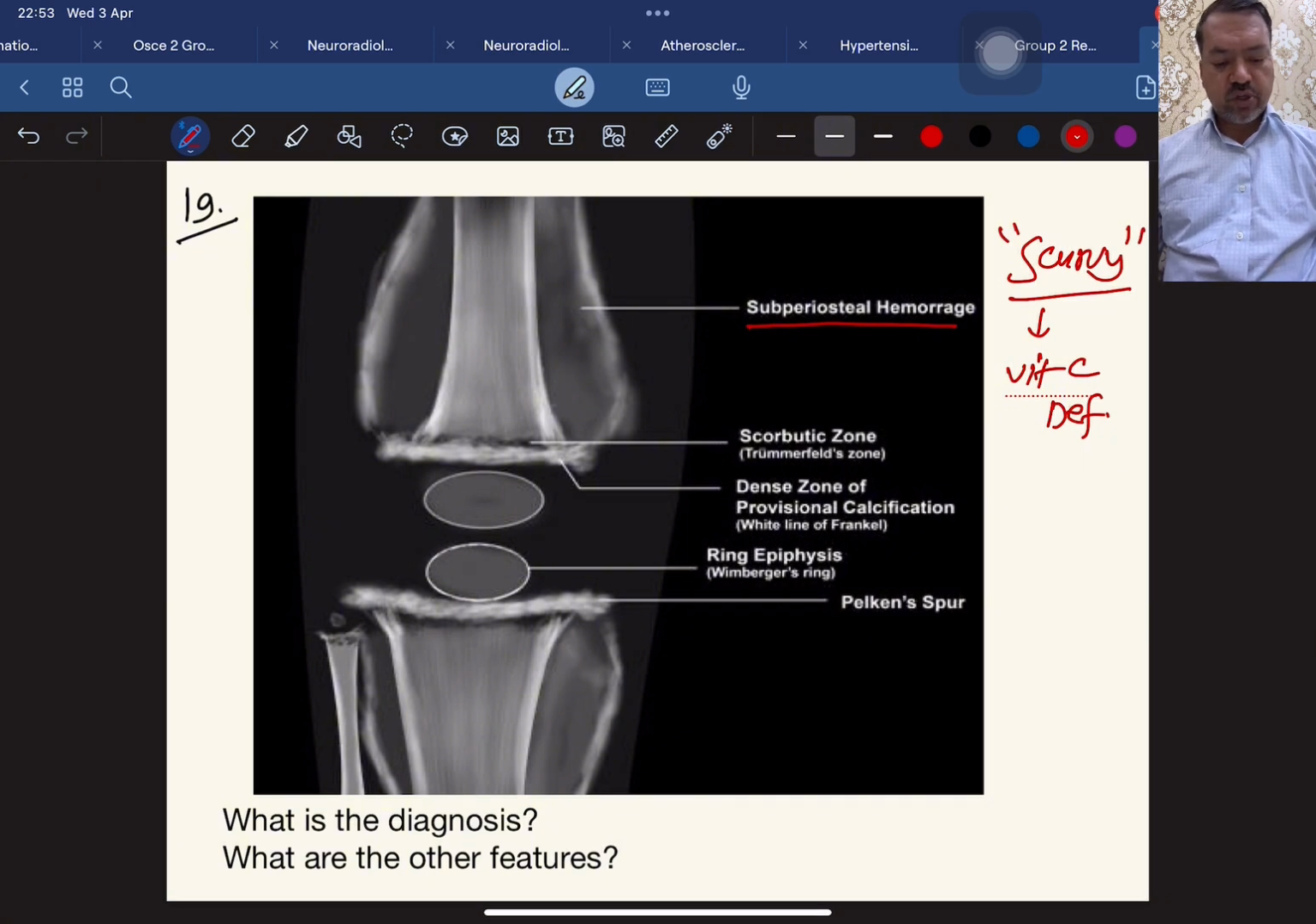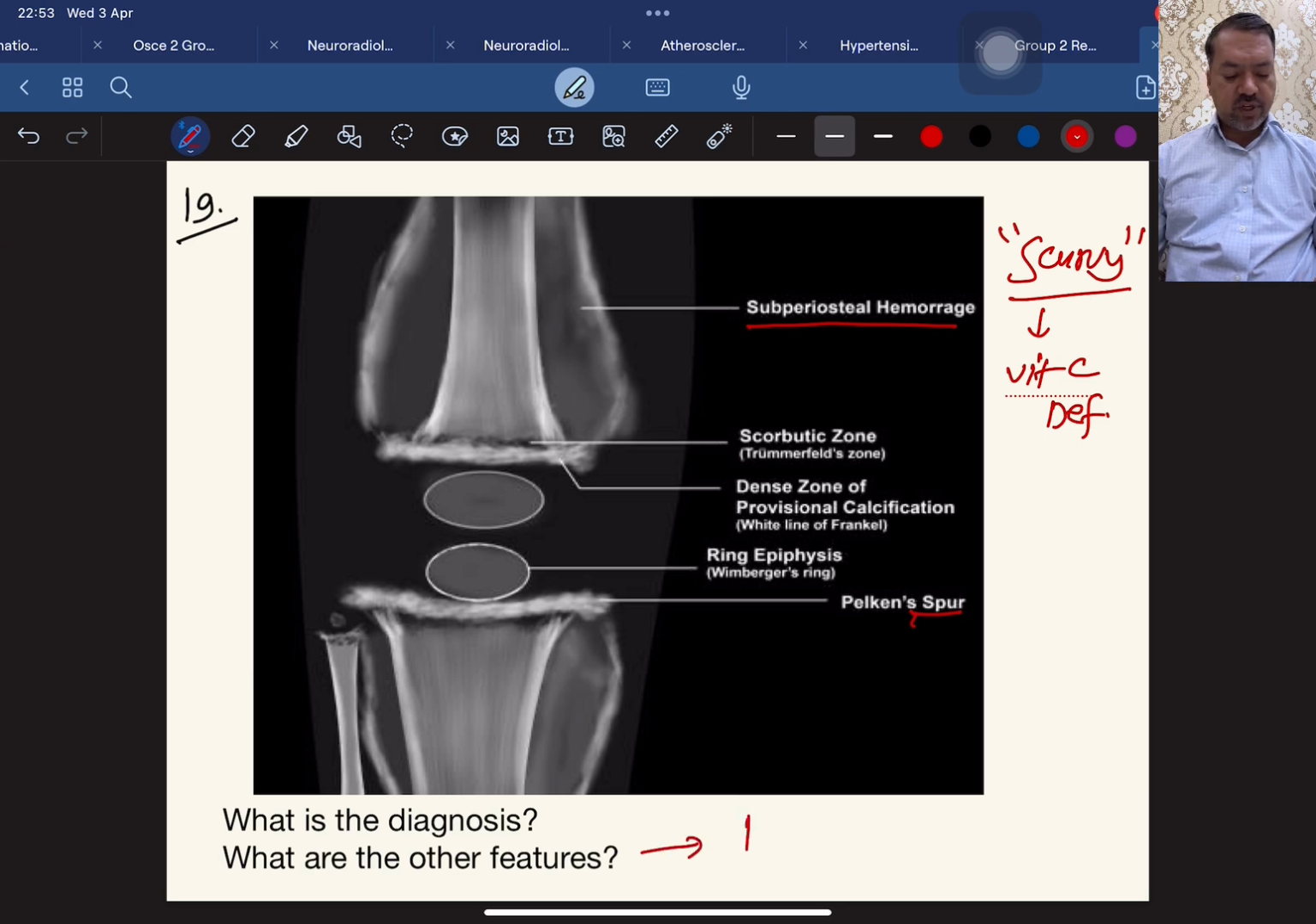There will be scorbutic zone or trümmerfeld zone, we say. There will be white line of Frankel. The epiphysis will become circular or ring-shaped. Pelkan's spur. A lot of findings are there in case of scurvy. So what are the other features of scurvy?